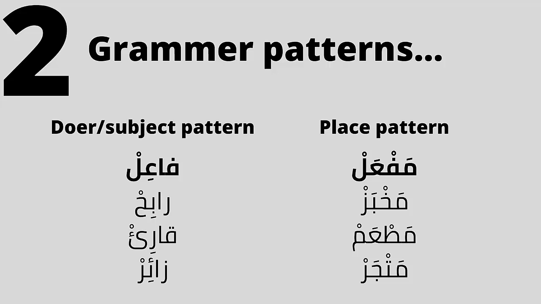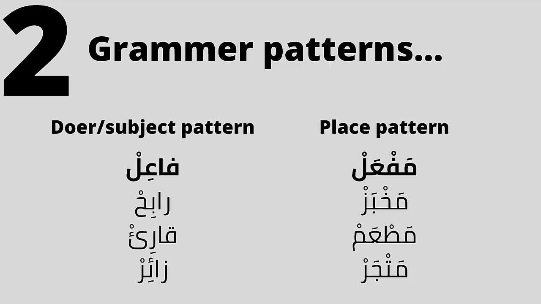So makhbaz, which is the bakery, which is a place as well. Matam, restaurant, a place as well. Matjar, store, which is also a place. So a lot of places, not all of them, have this pattern, which is maf'al pattern. Makhbaz, matam, matjar. So if the vowels are not there and you're reading something, you know it's a place from the context, you don't have to search what are the vowels. You will basically know it because you know the place pattern is fatha, sukun, fatha, sukun.